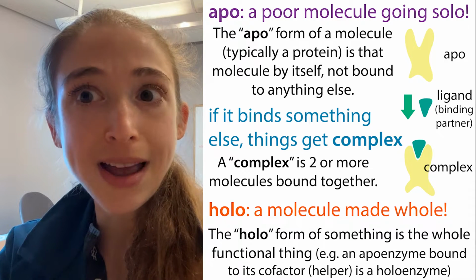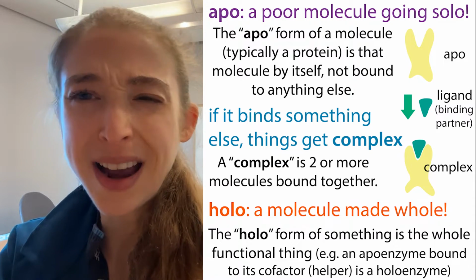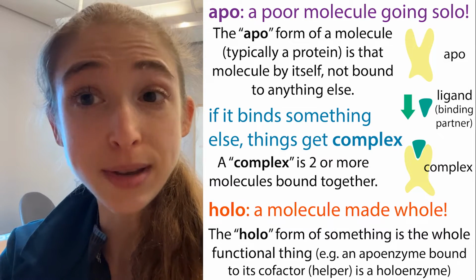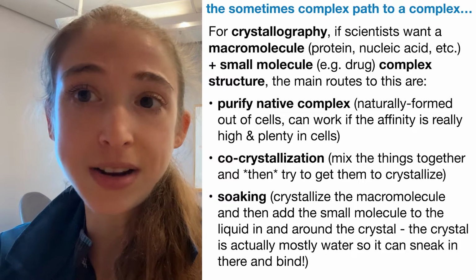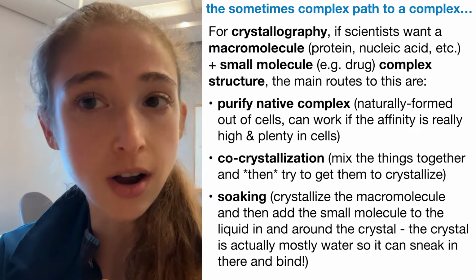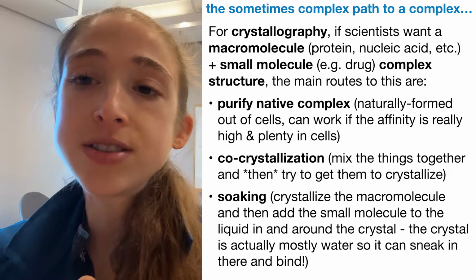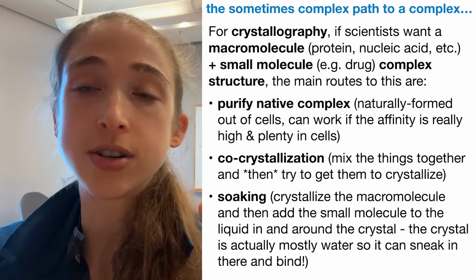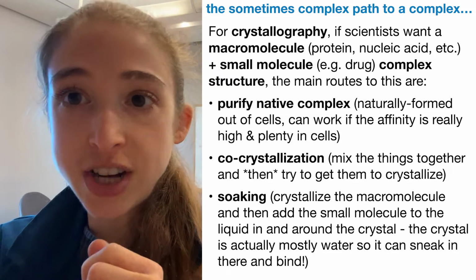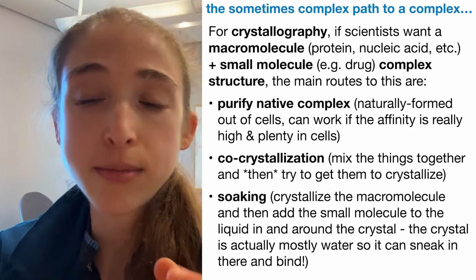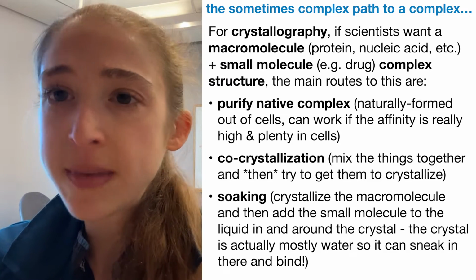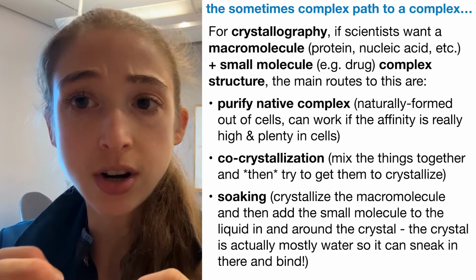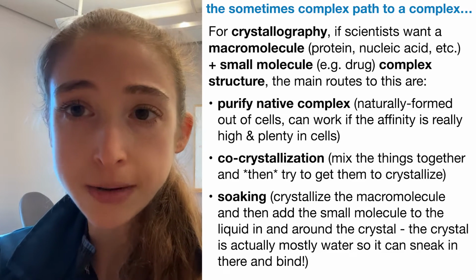But it can also actually be complex, and kind of pun intended, but really it can be hard. And so there are different strategies that people use in order to try to figure out the structure of these complexes. And so say you want to solve the structure, so basically figure out the 3D shape using crystallography or cryo-EM or something like this. In this case, let's talk about crystallography. Say you want to solve the structure of a protein bound to a drug.